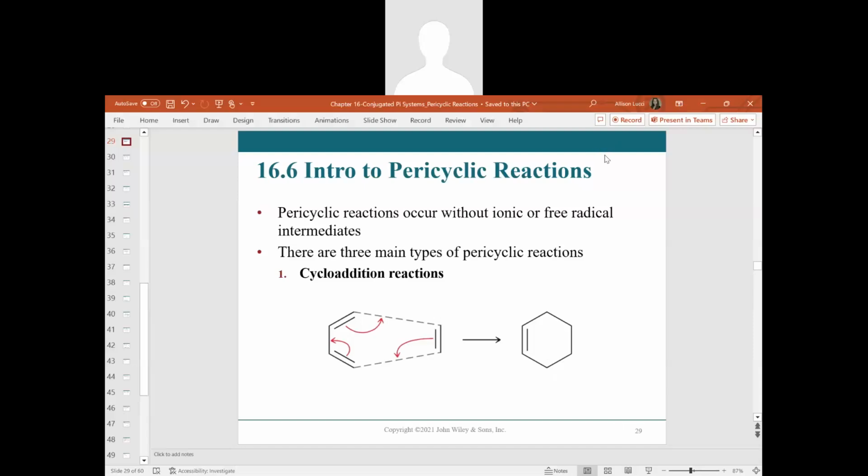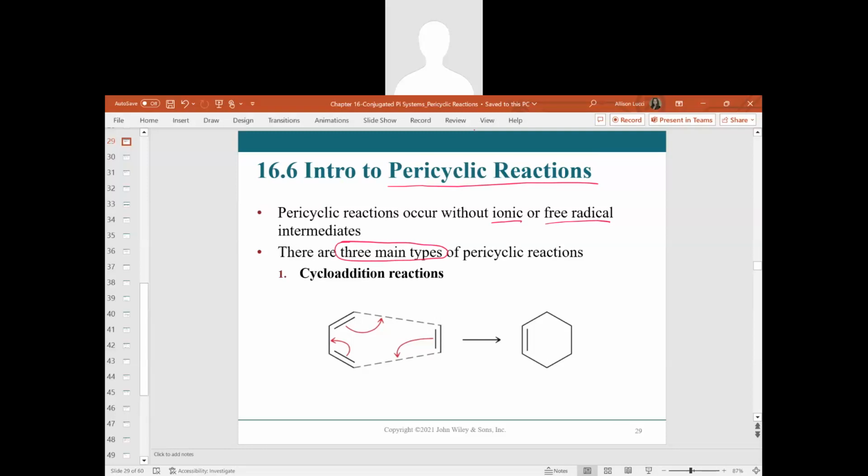In section 6 of chapter 16, we're introduced to a new reaction type called pericyclic reaction. We've seen in the past reactions that occur with ionic intermediates or free radical intermediates, but we have not been introduced to this class of reaction called pericyclic reactions. And we'll see that within these there are three main types of these pericyclic reactions.